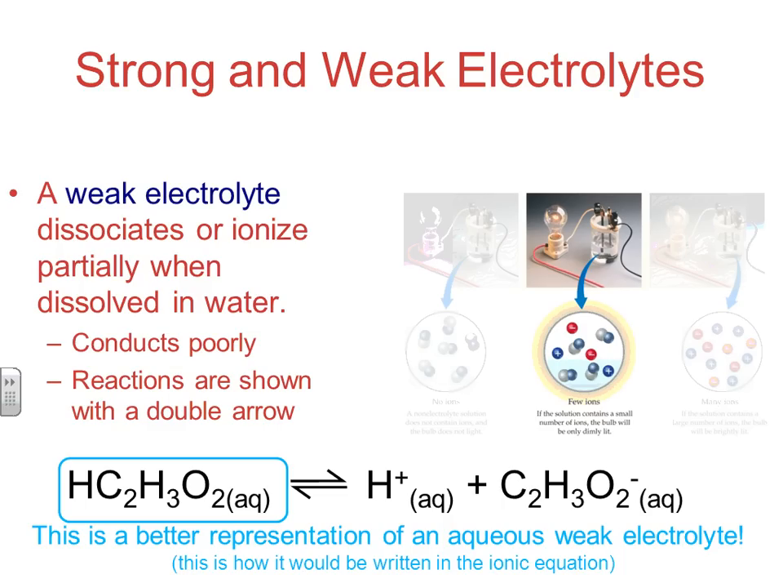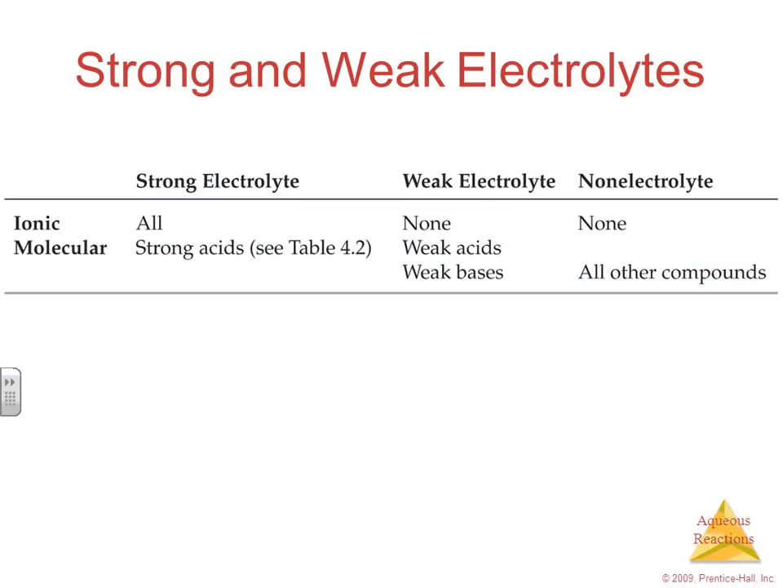So you have a lot more HC2H3O2 in that container than you have H plus and the acetate ion. Now, weak electrolytes are going to be your weak acids and bases. And that's why you've got to know your strong acids and bases, because if they're not a strong acid or base, then they are a weak electrolyte.